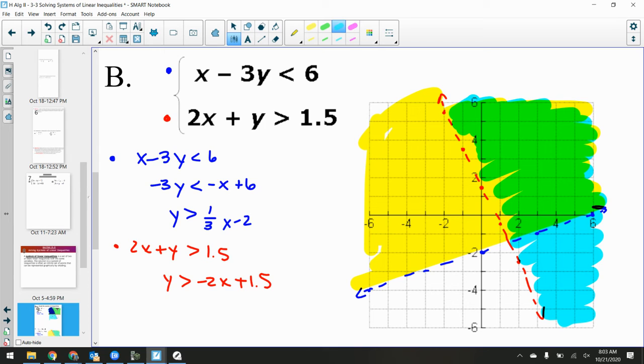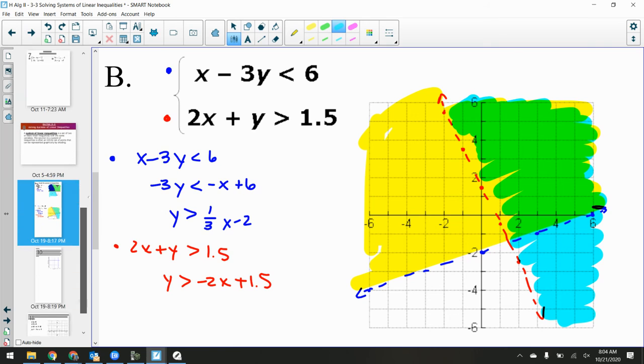Let me ask you this. Will the intersection point be a solution to the system? No. Because the intersection point would be a solution if they were equal. But these are not equal. They're both greater than, right? Neither of them are equal to.